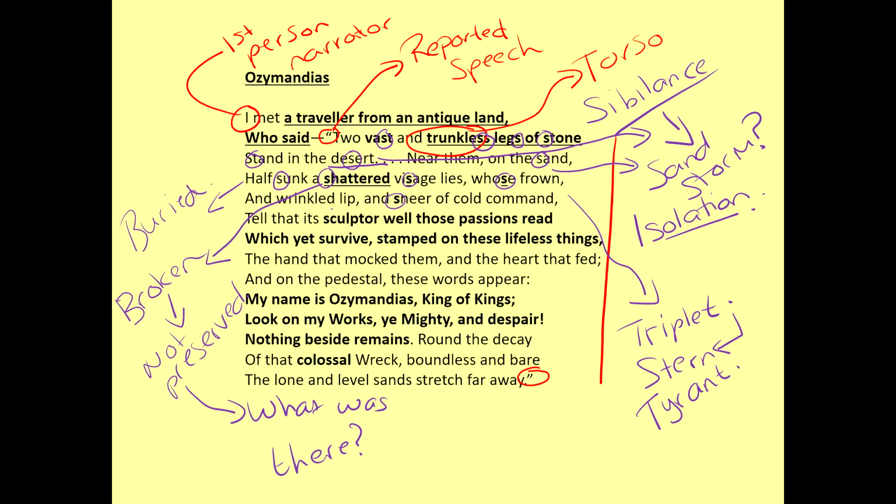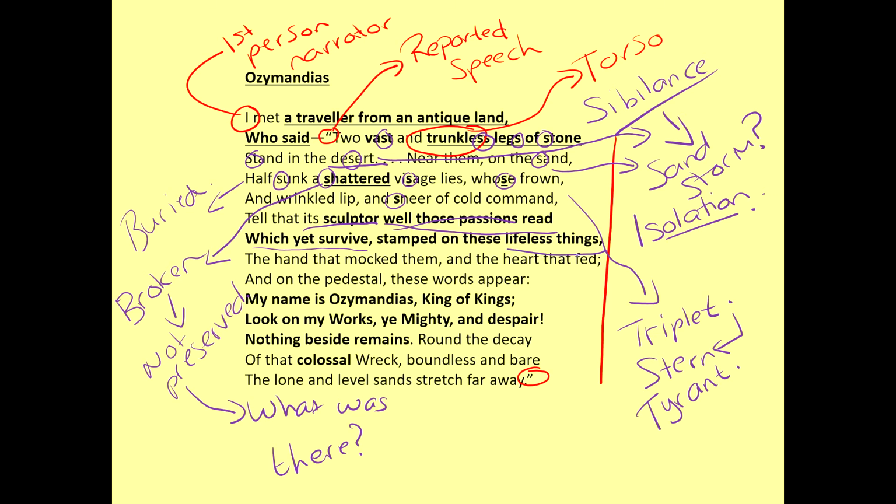Sneer of cold command, tell that its sculptor, so the person who made the statue, well those passions read, which yet survive. So we know then that from this, even though it sounds like it's a bit backwards, we know that the sculptor understood how mean or stern or how much of a tyrant the person in the statue was, and sculpted those things. So he didn't make this statue a smiley one, because that wouldn't have been true to whoever the statue was of, okay?